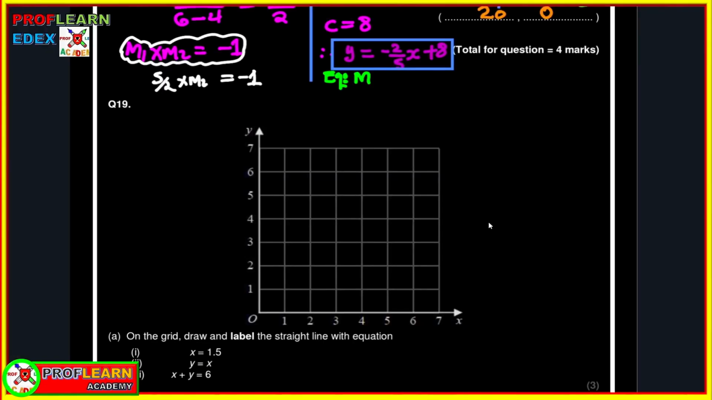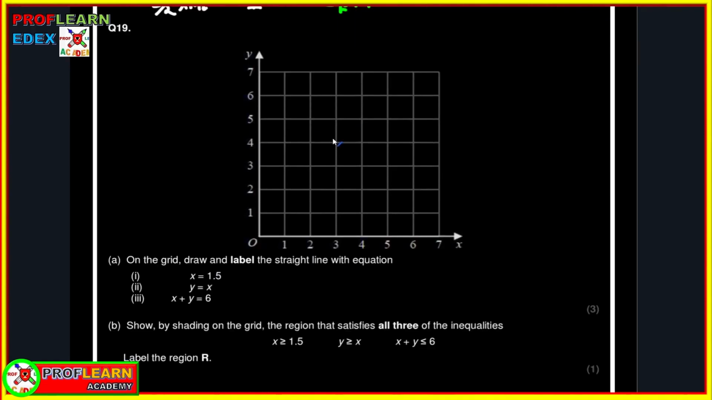Now, a question to do with graphing inequalities. This is an area that is also very ripe for you to be tested. We are told on the grid to draw and label the straight line with the equation x equals 1.5.